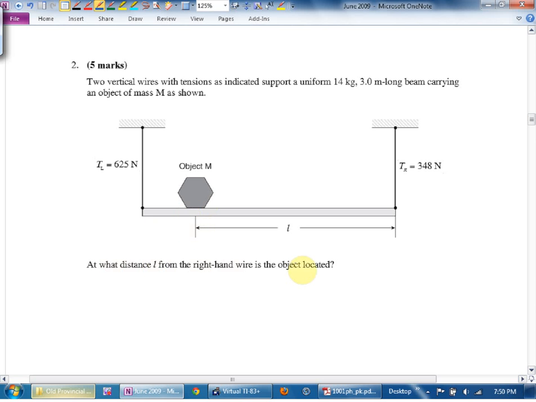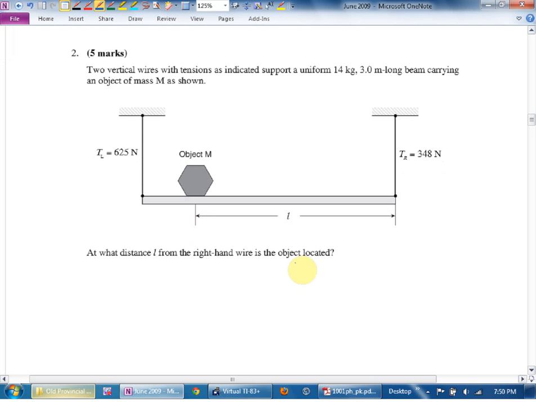Okay. This is a bit of a trickier one because I don't know the mass. Well, you know what the first thing I'm going to do here is? Label my forces. So I have mass of the beam times g, capital M g. Oh, hey, wait a minute. Are these two forces straight up? So the first thing I can say is this.